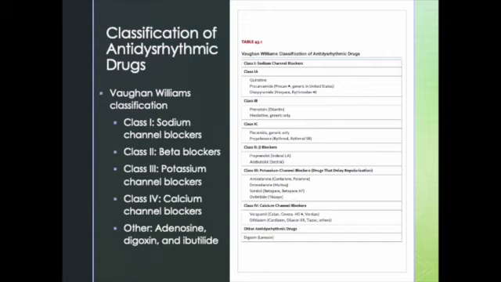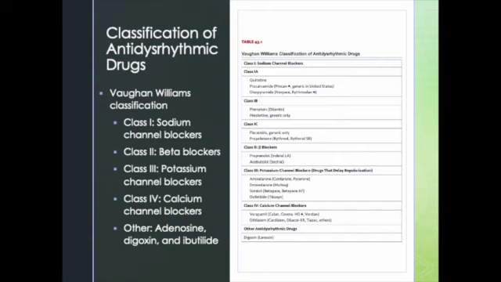In class 3, we have the potassium channel blockers. These drugs are going to delay repolarization. Class 3 drugs block potassium channels, delaying repolarization of the fast potentials. If we can delay repolarization, the drugs will prolong the action potential duration.